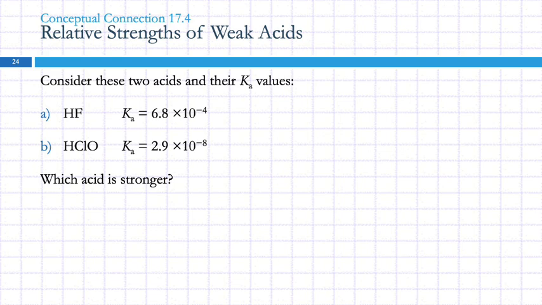Consider these two acids and their Ka values. Which acid is stronger? Strong acids dissociate completely, so their Kas are going to be larger or smaller? Larger. Large Ka, stronger acid. So we're looking for the stronger acid. We need to identify which of these numbers is larger. A.